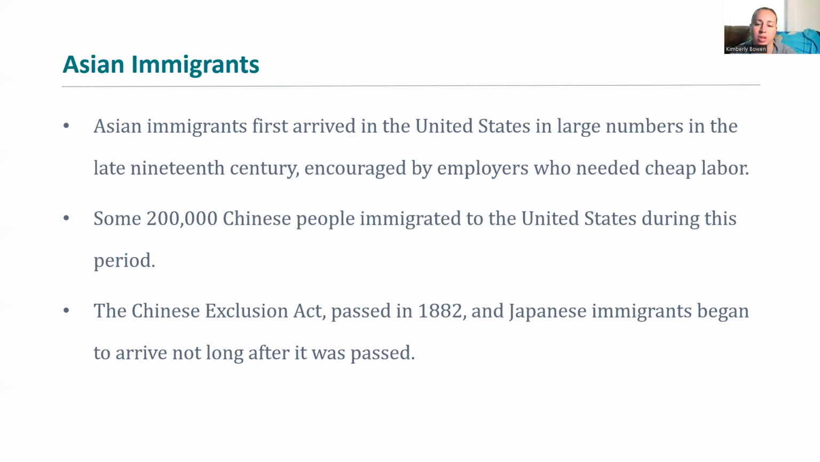Asian immigrants first arrived in the United States in large numbers in the late 19th century, encouraged by employers who needed cheap labor. Some 200,000 Chinese people immigrated to the United States during this period. The Chinese Exclusion Act passed in 1882, and Japanese immigrants began to arrive not long after it was passed.